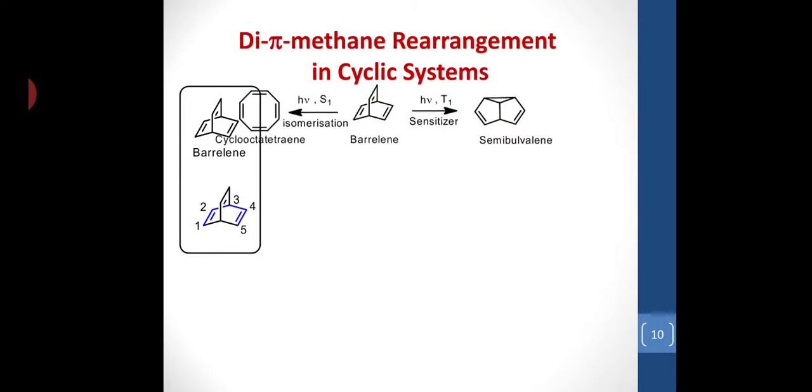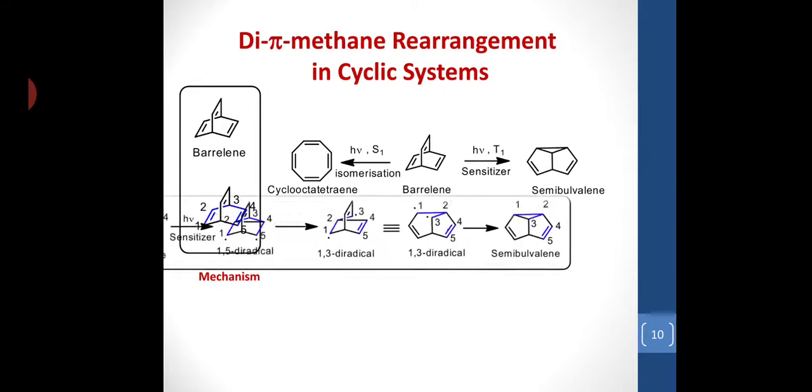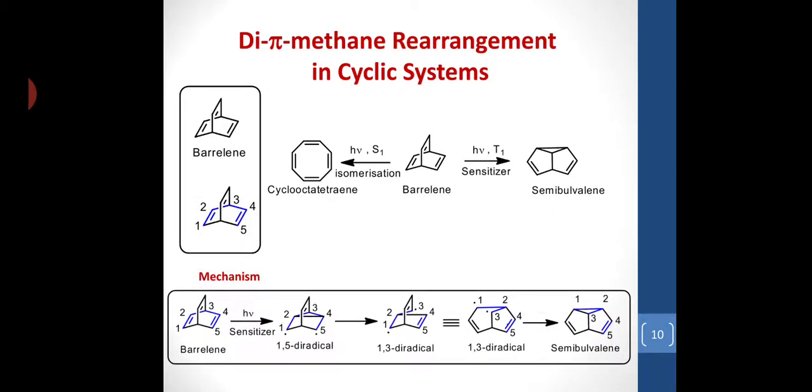Since barrelene is a cyclic compound, it undergoes di-pi-methane rearrangement only in the triplet state in the presence of photosensitizer to give semibullvalene. When barrelene is irradiated directly, it isomerizes to cyclooctatetraene. Formation of semibullvalene can be explained by this mechanism. Though it is a cyclic compound, the mechanism remains the same.